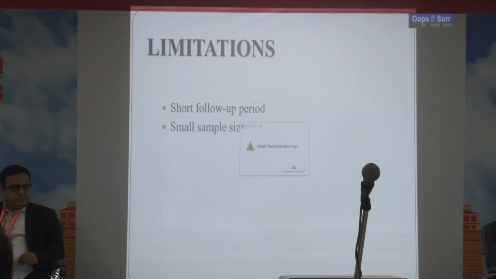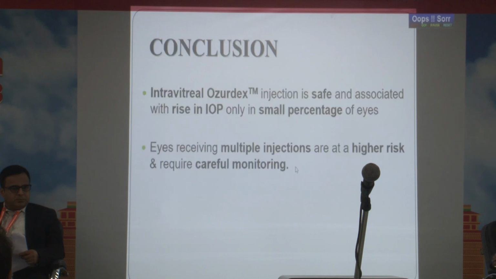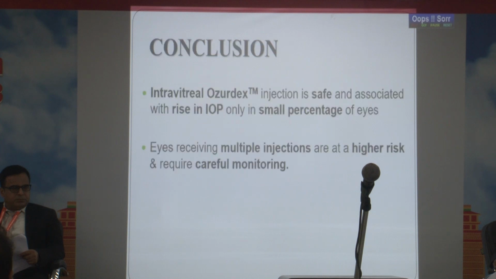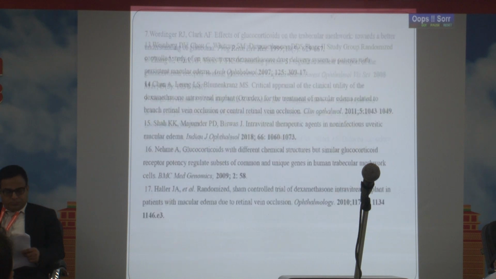The limitations of our study: we have a short follow-up period, because we have to follow up the patient for about 6 months, but in our hospital we are unable to, and we had loss to follow-up. So the loss to follow-up is a limitation, and the small sample size could be a limitation of our study. So to conclude, intravitreal Ozurdex is safe and associated with rise in IOP only in a small percentage of eyes, and eyes receiving multiple injections are at higher risk of IOP rise and require careful monitoring. These are my references. Thank you.